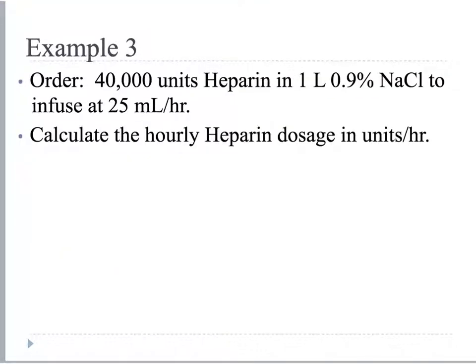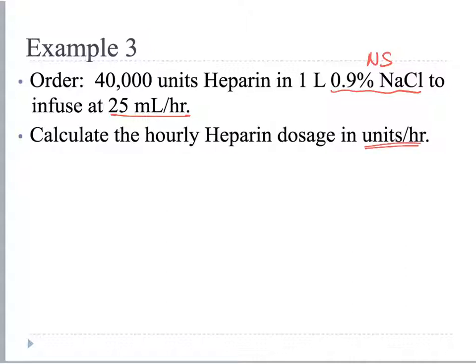Example 3. Our order is for 40,000 units heparin in 1 liter, 0.9% sodium chloride. So this 0.9% sodium chloride, that's just our normal saline, to infuse at 25 milliliters per hour. Calculate the hourly heparin dosage in units per hour.